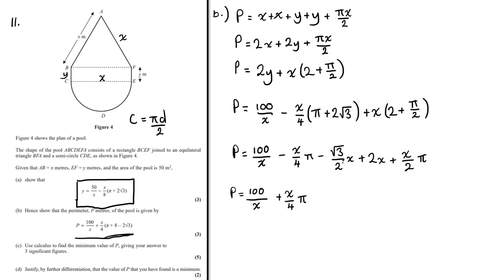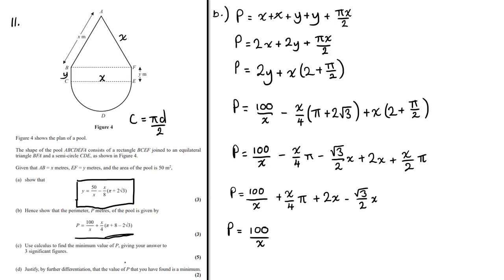And then we'll leave the other two parts here. So I've got plus 2x, and minus root 3 over 2x there. Okay, we're not going to touch them just yet. But from here now we can just show these two expressions are equivalent. So p is equal to 100 over x. We've got that already, 100 over x.